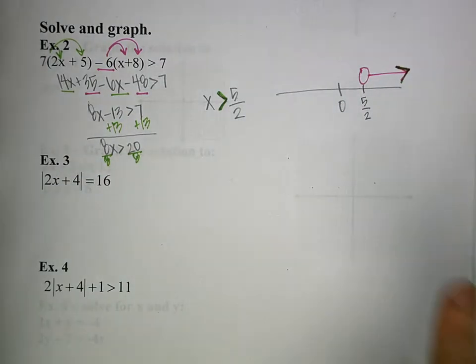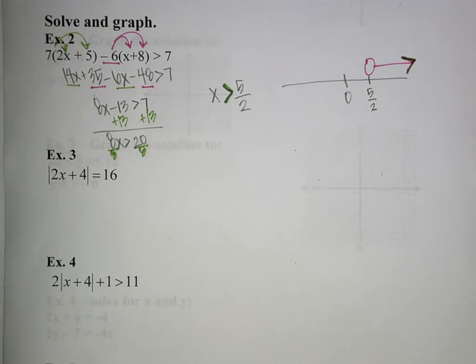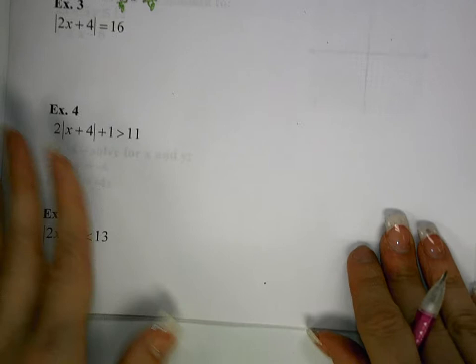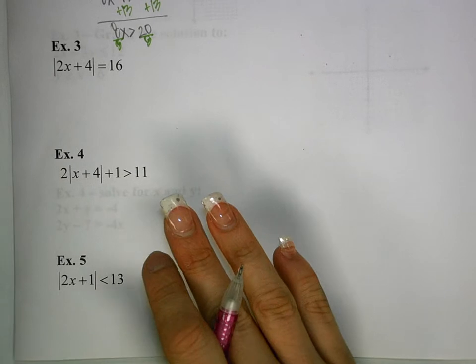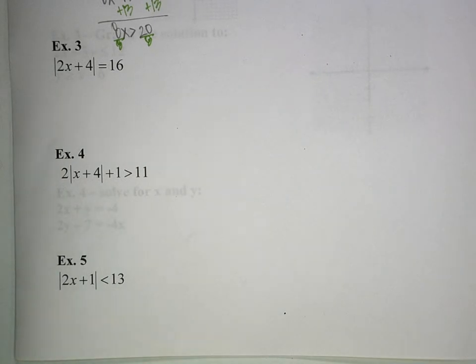That's it. That's all we had to do. It was just solve and then graph. Okay, try another one. For number 3, the absolute value of 2x plus 4 is equal to 16.